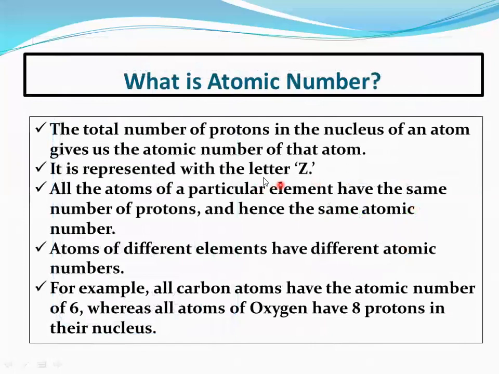What is atomic number? How can we define it? The total number of protons in the nucleus of an atom gives us the atomic number of that element. It is represented with the letter Z. All the atoms of a particular element have the same number of protons and hence the same atomic number. Atoms of different elements have different atomic numbers. For example, all carbon atoms have the atomic number of 6 because they contain 6 protons inside their nucleus, whereas all atoms of oxygen have 8 protons in their nucleus, meaning they have 8 protons.